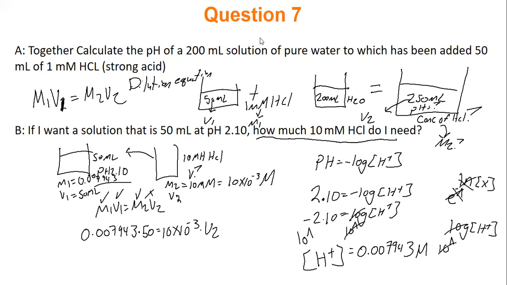So I'm doing 0.007943 times 50 divided by 10 times 10 raised to the power of minus 3. And the volume of my acid solution that I need is 39.7 milliliters. So I need to take 39.7 milliliters of my acid, and I add that to 10.3 milliliters of water to get my second solution. That's 50 milliliters with a pH of 2.10.